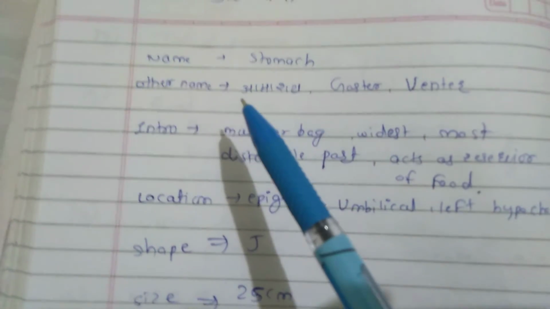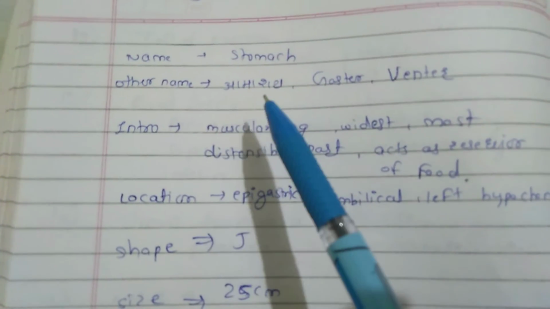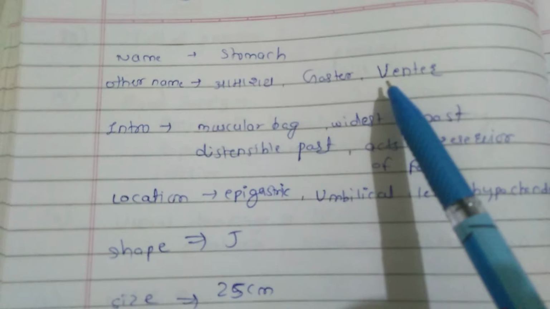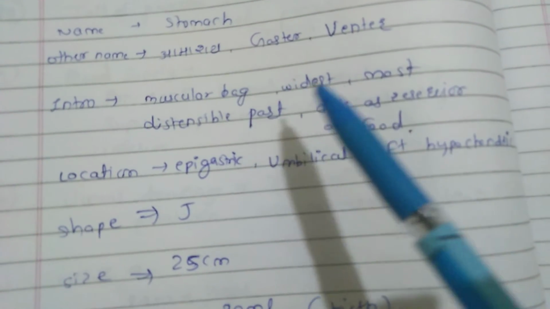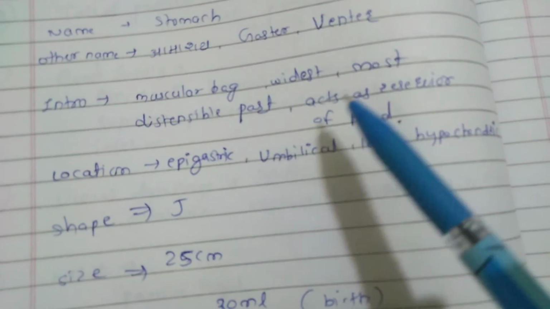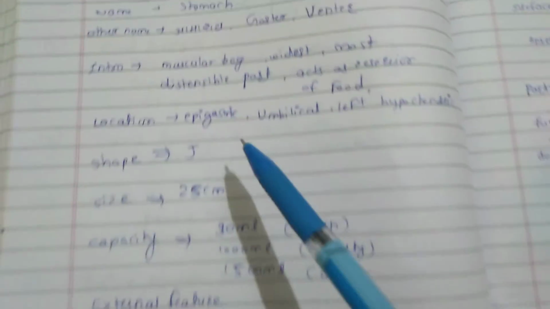Stomach. The name of the organ is the stomach. Other names are Amashaya, gaster or venter. Introduction: it is a muscular bag, the widest and most distensible part, and acts as a reservoir of food.